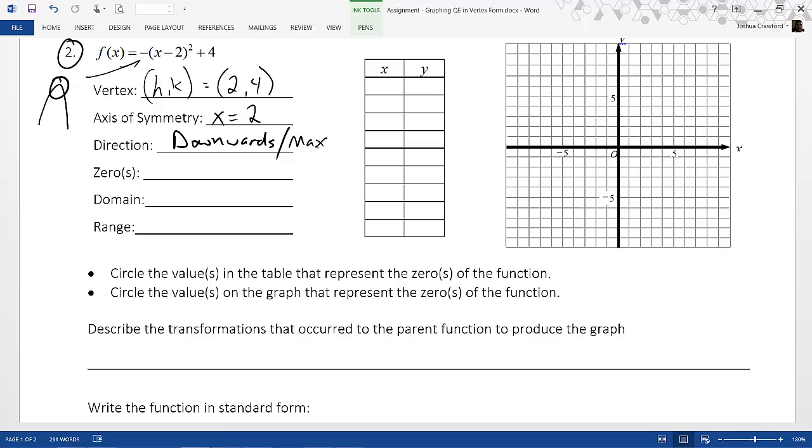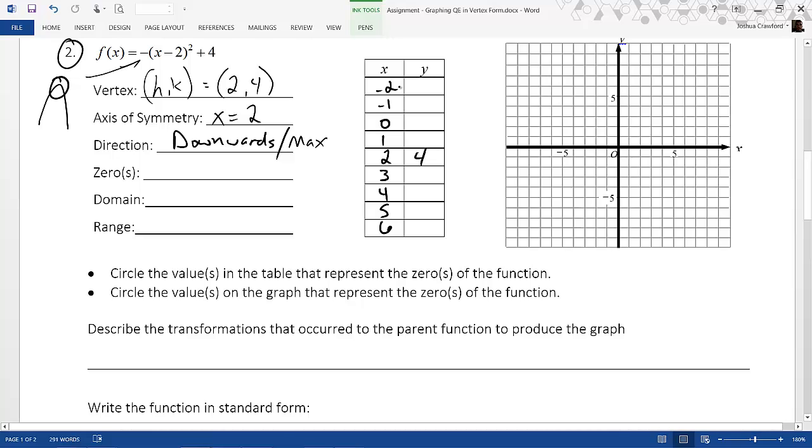Zeros, domain, and range you can't find until you graph your function. And you can't graph your function until you have your table. So let's fill out our table. Usually we put 0, 1, 2, 3, 4, and negative 1, negative 2, negative 3, negative 4. But this time we're not going to do that, because we would not get a perfect picture of our graph. In order to get a perfect picture of your graph, we need to put the vertex at the center of your table. So put (2, 4) at the center of your table, and then fill out the rest of your x values: 2, 3, 4, 5, 6, 1, 0, negative 1, negative 2.